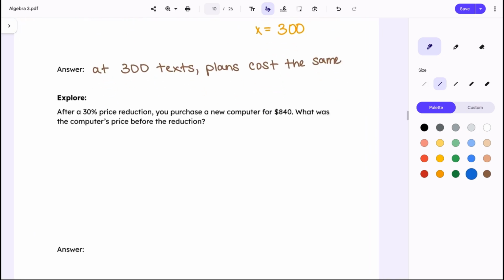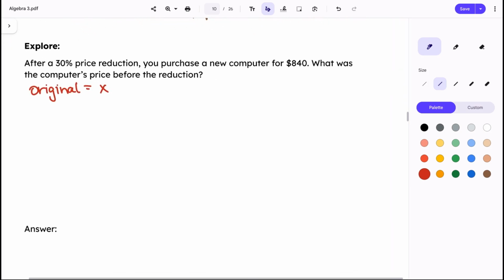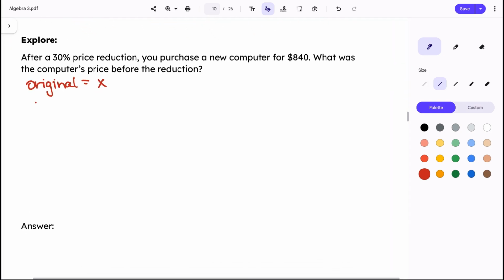Next one here on this page. Says after a 30% price reduction, you purchase a new computer for $840. What was the computer's price before the reduction? So I want you to think about this. You had an original amount that we don't know, so we're going to call that X. I don't know what the original cost was of this computer, but I know that my sale cost was $840. And I know that my discount was this 30%.